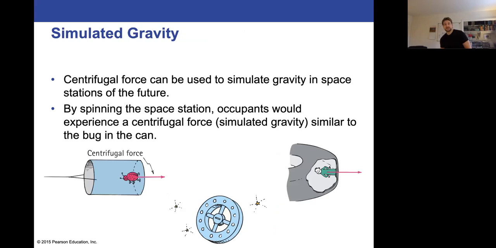We could use this effect because the bug can't really tell any difference between standing on the bottom of the can when the can is upright, set on the desk, with gravity making the contact between the bug's feet and the bottom of the can, or being spun in a circle and the centrifugal force making that contact. We can use the inertial effect, our own inertia in a rotating environment, to simulate the feeling of standing on the ground in gravity.